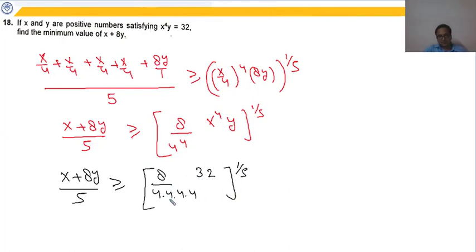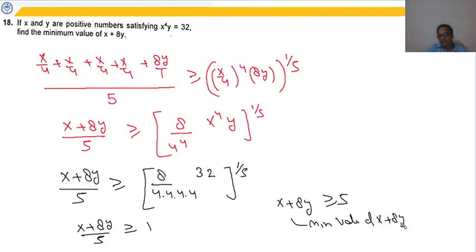So it's 16 to 16. We get this value as 1 inside the bracket. 8 into 2, 4 into 4 is 16. 8 by 16 is 1 by 2. And 16 into 2 is 32. 32 by 32 is 1. So we simply say (x plus 8y) upon 5 is greater than or equal to 1. We can say x plus 8y is greater than or equal to 5. So what is the minimum value of x plus 8y? The minimum value of x plus 8y is 5.